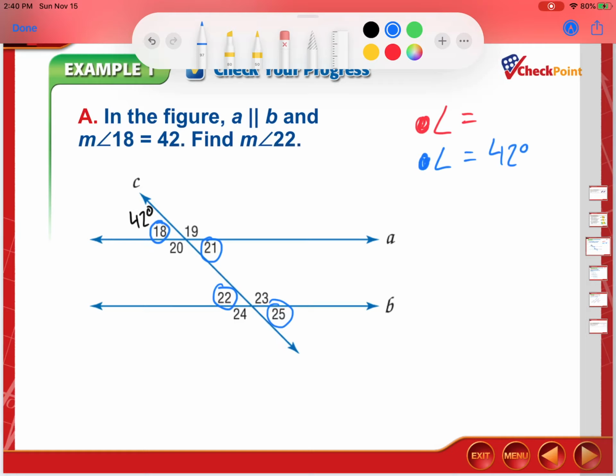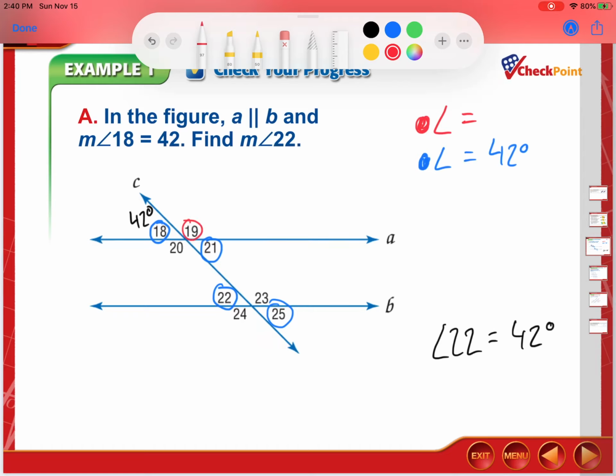So that labels all of our acute angles in blue, and we know all our blue angles are 42 degrees. So if this was a test question, what we would say is, okay, angle 22 equals 42 degrees. But I want to use this more as an understanding tool and less as a let's answer a random question tool. So our next step would be to highlight all of our obtuse angles.